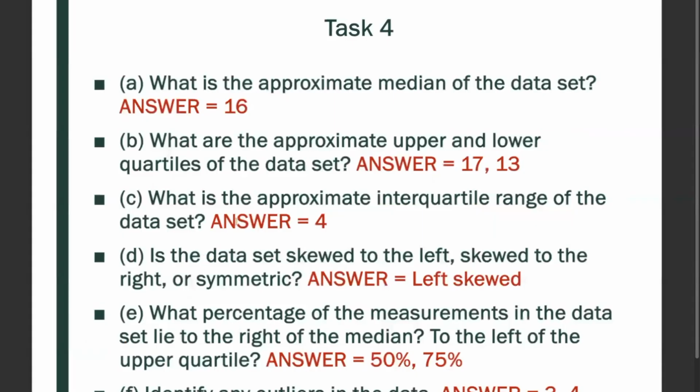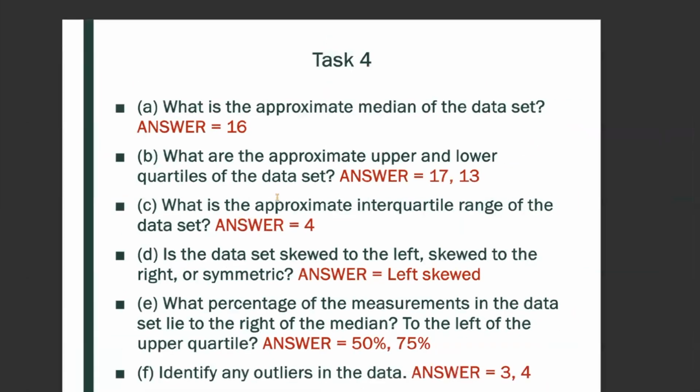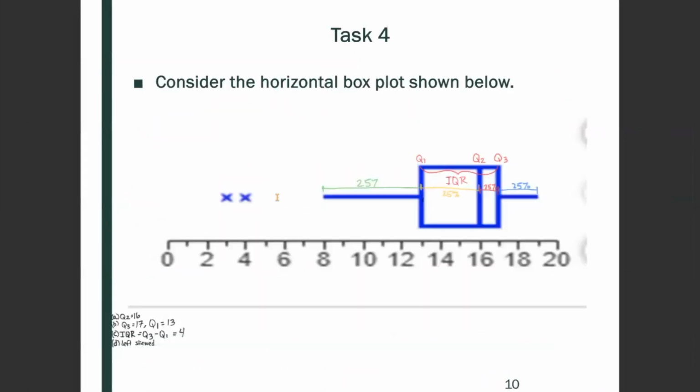Okay, the second question is, what are the approximate upper and lower quartiles of the data set? So the upper quartile is approximately 17, that's Q3, and then the lower quartile is approximately 13. C is we want to know what is the approximate interquartile range of the data set. So the interquartile range is here, and we can find that by doing Q3 minus Q1. So that would be 17 minus 13, which is 4.